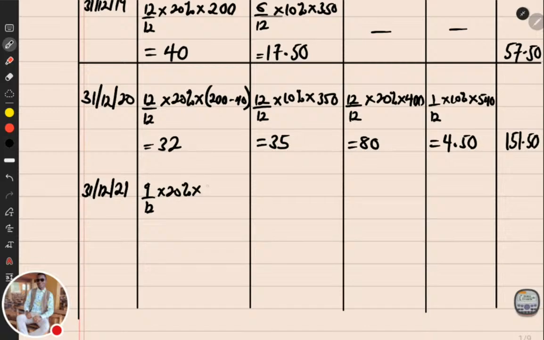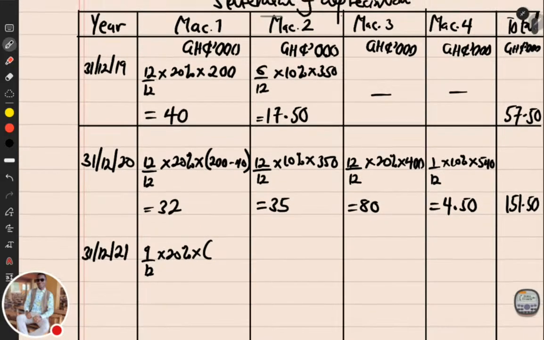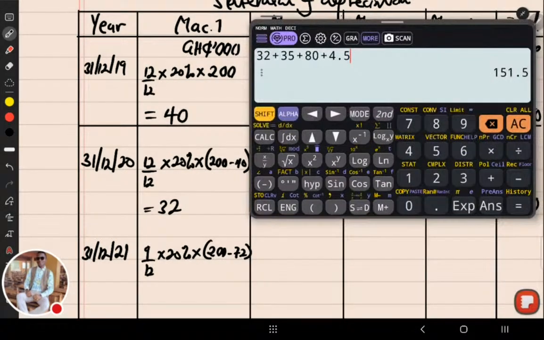Then multiplying the net book value. So here, what will be the accumulated depreciation for machine number 1? We'll add 40 plus 32 and we subtract from 200. So 40 plus 32 will give me 72. So it becomes 200 minus 72. What you get, you multiply by 20%, you also multiply by 9 over 12.